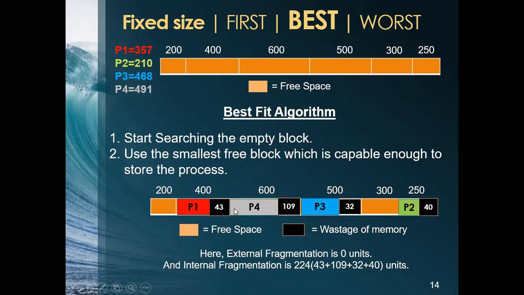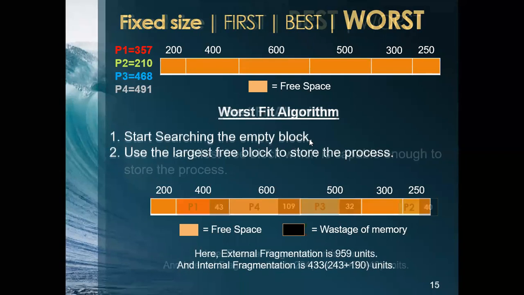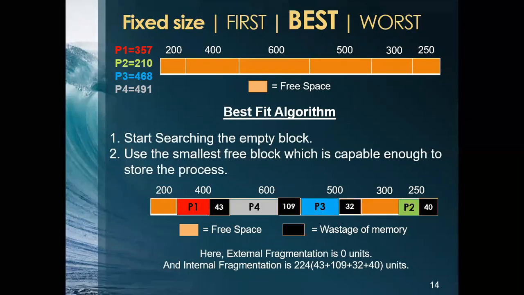So not only could we store all the processes, but also the internal fragmentation was very, very low. Only 224. Now, is there any external fragmentation? No, we have allocated memory for all the processes, so no external fragmentation.